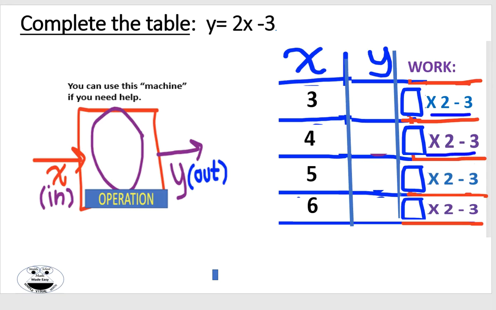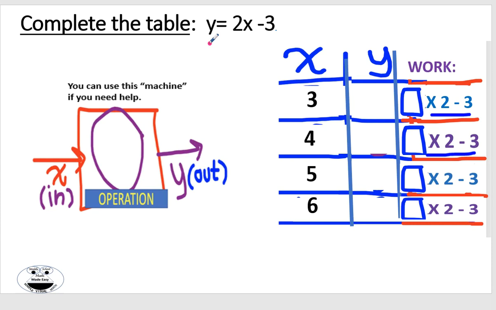So here we're going to go over how to complete an XY table of values for this equation, y equals 2x minus 3. In my previous video I went over more simple equations with one operation, and now I'm doing a more challenging equation with two operations.